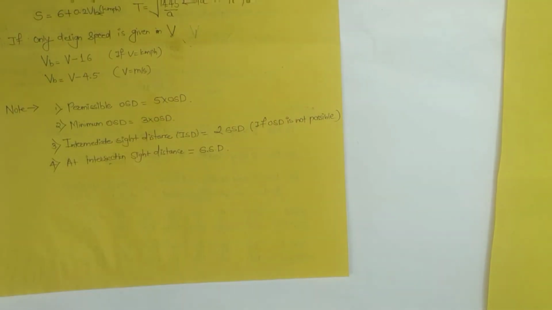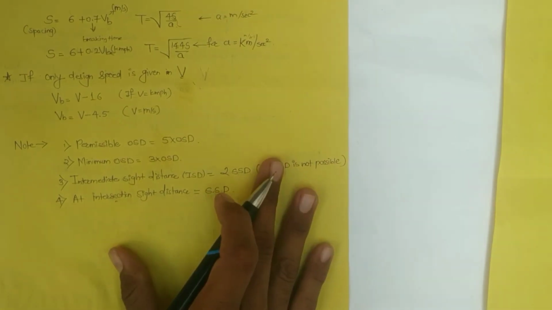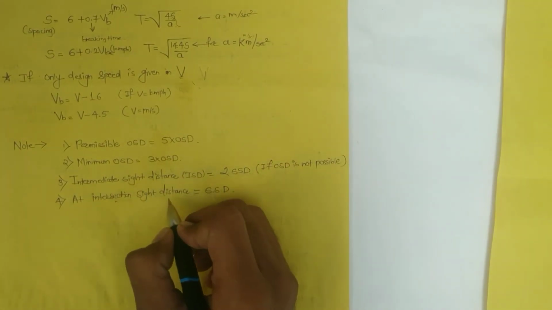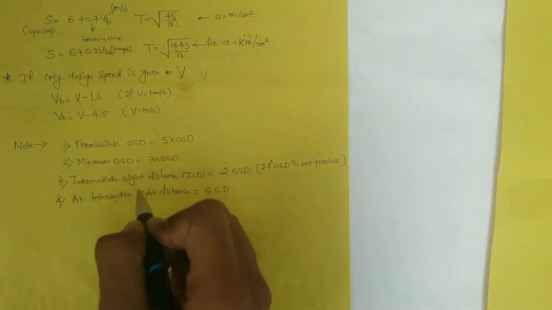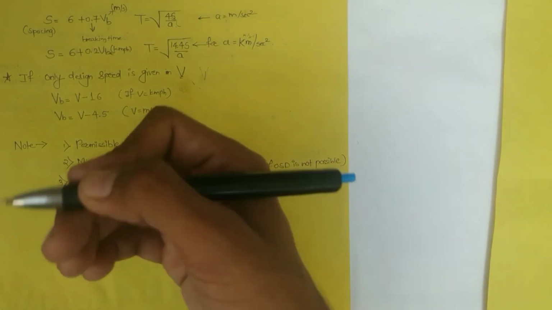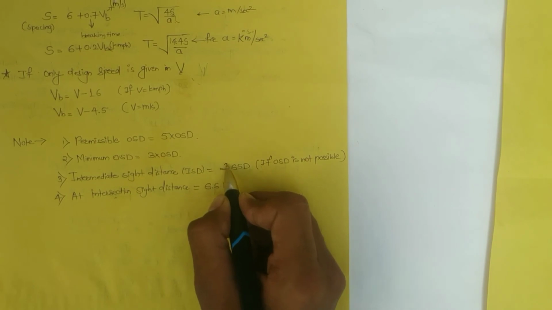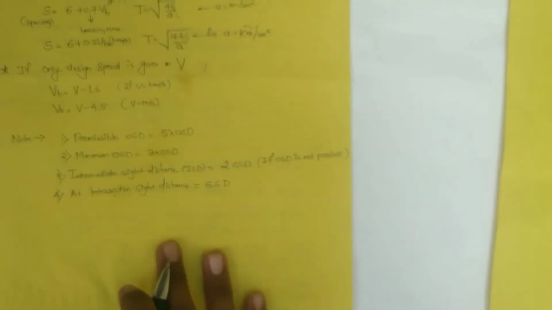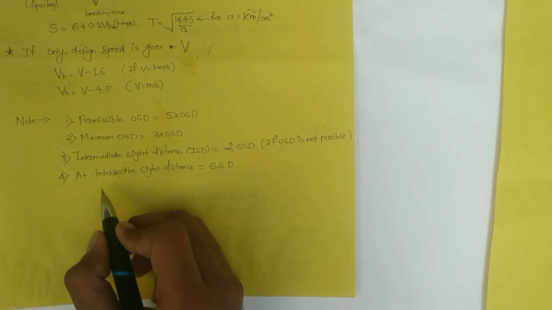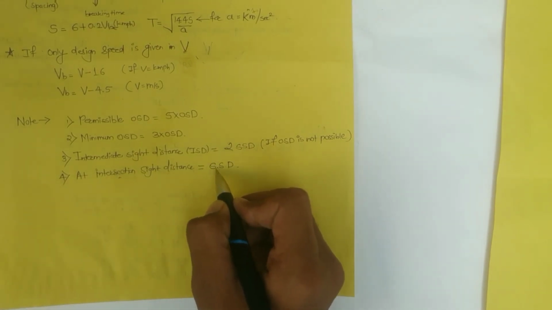After the overtaking sight distance, the next sight distance is intermediate sight distance, and the sight distance at intersections. If it is not possible to provide the overtaking sight distance, then we provide intermediate sight distance in place of the overtaking sight distance, that is 2 times the stopping sight distance calculated, if OSD is not possible. And in case of an intersection, the sight distance provided is the stopping sight distance.